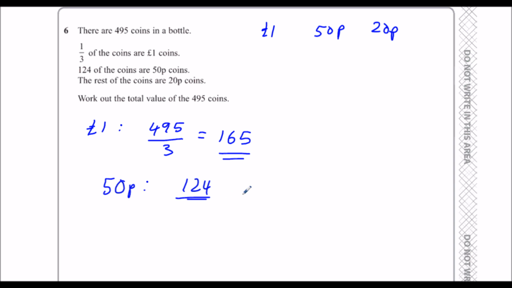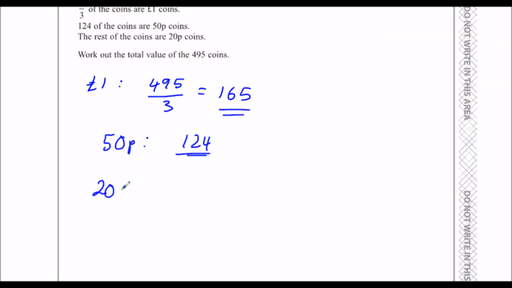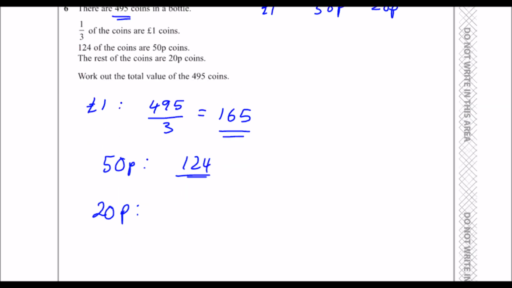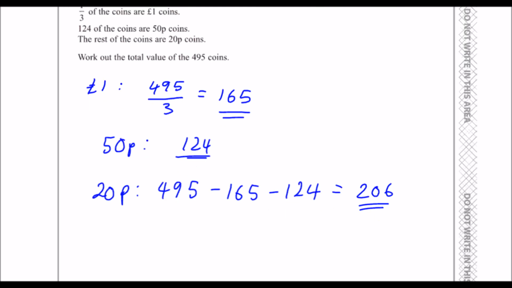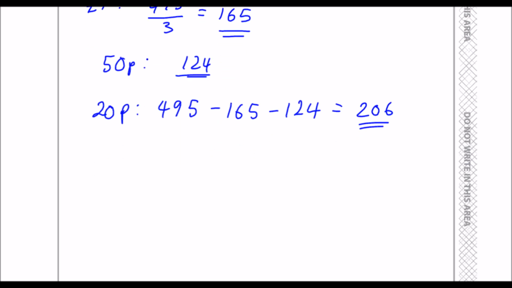And the rest are 20p's. So we know the total. Let's work out how many 20p's there are. So 495, take off 165, and take off 124. Again, type it into the calculator. And we should get 206. So now we know how many of each type of coin we've got. So let's work out how much they're worth.